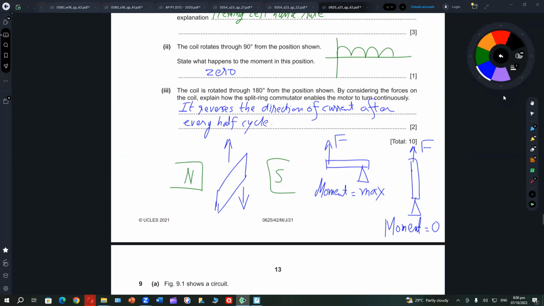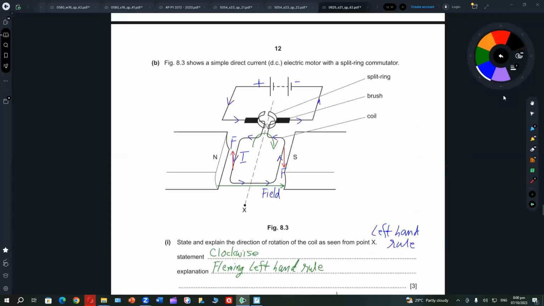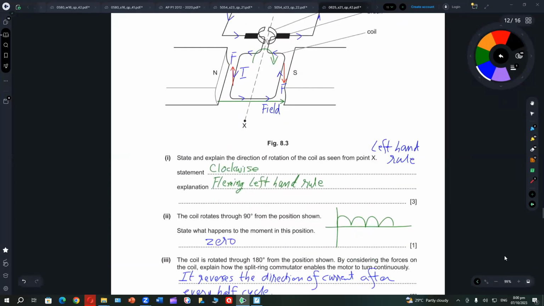Now, this is the concept of a DC motor. In the chapter of electromagnetism, motor is the most important topic.